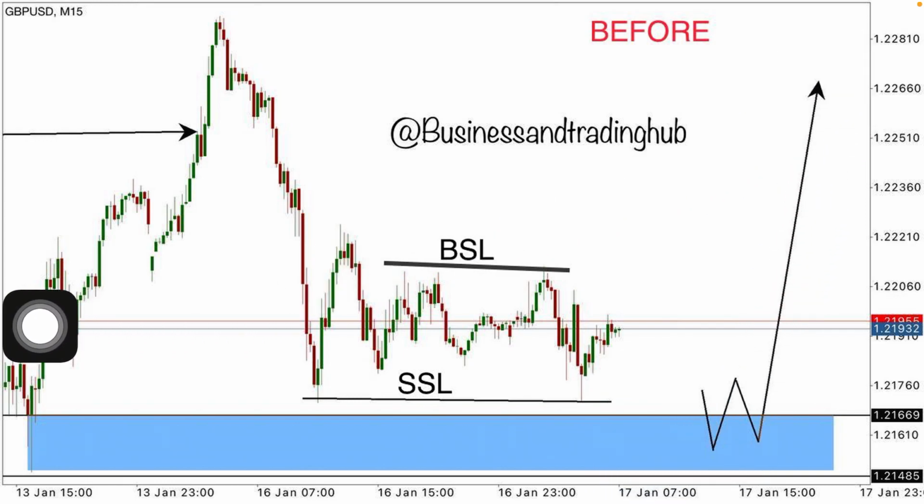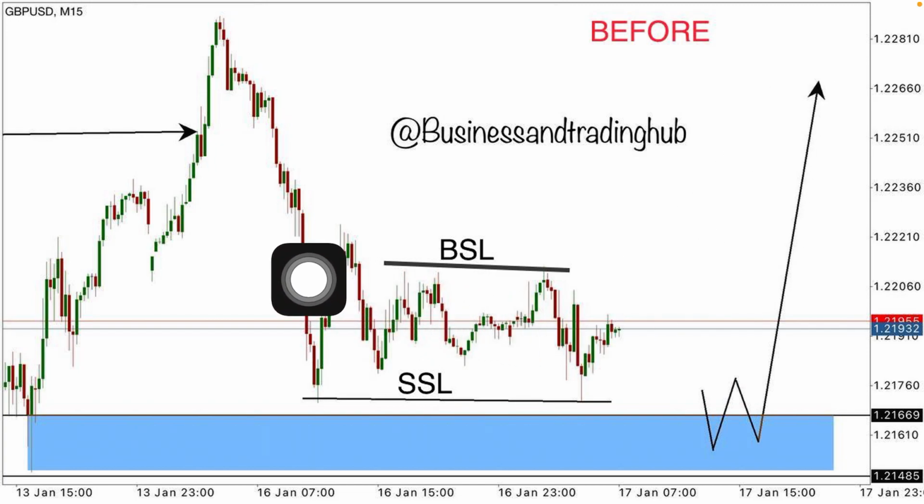I spotted this and I shared it with my mentees that these are sell side liquidities. Stop losses placed below the supposedly equal low or supposedly double bottom pattern. These stop losses will be raided into this zone, demand zone, and then there'll be a buy.